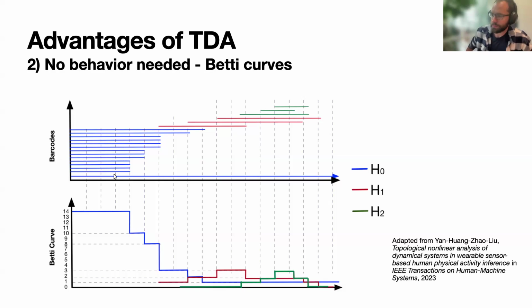What I'm going to do is simply, for each dimension, so let's focus on H0 here, at each point on the x-axis, I'll just count how many bars are alive. So here at time 1, there are, I guess, 14 blue bars alive. So my blue curve starts at 14. A while later, here, some of these bars die, and so there's only 10 blue bars alive. So my blue curve drops to 10, and so on and so forth for each dimension in the barcode. Okay, so from a barcode, I can build a Betti curve, and that's what this is.